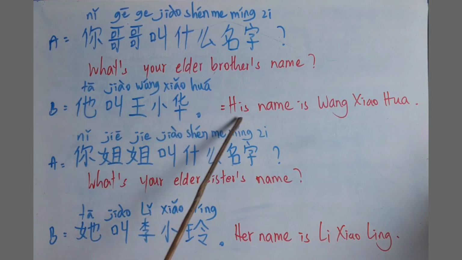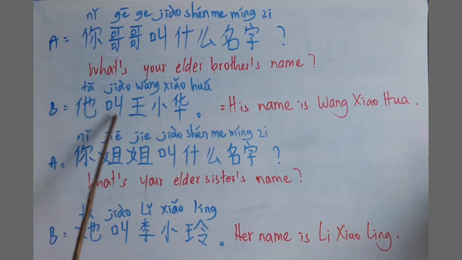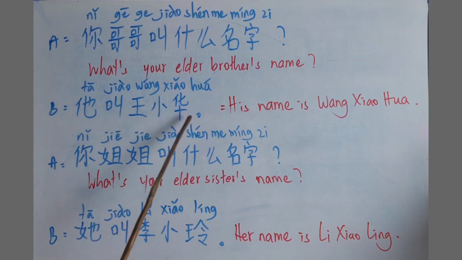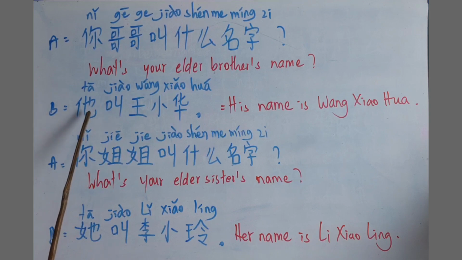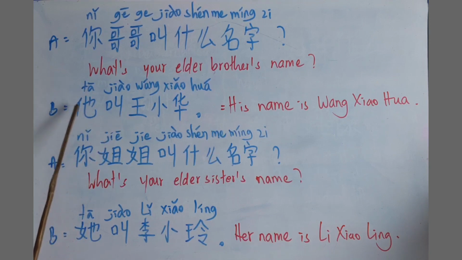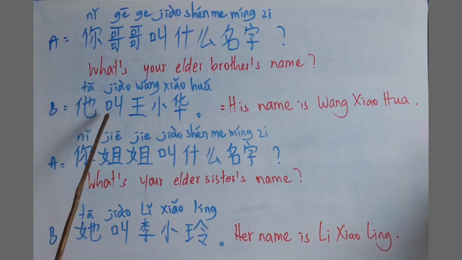When we answer, his name is Wang Xiaohua. It means 他叫王小华. His name is Wang Xiaohua. So when we answer, we use 他叫. If we want to say your own name, you put 我叫. We just change it here.